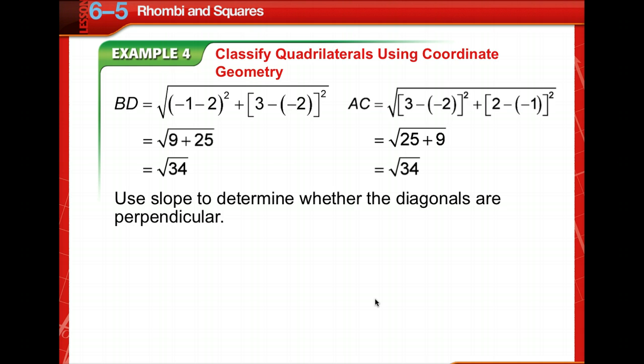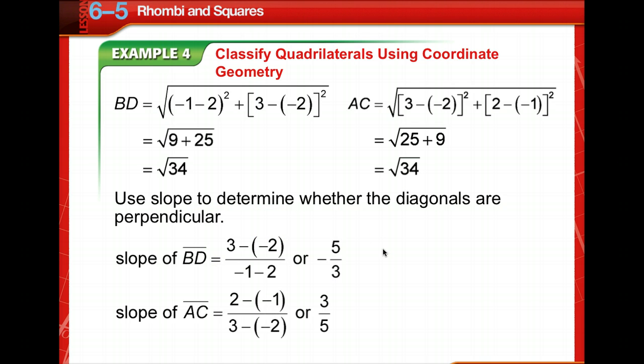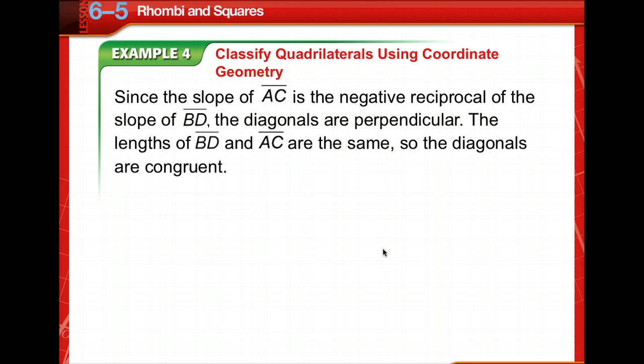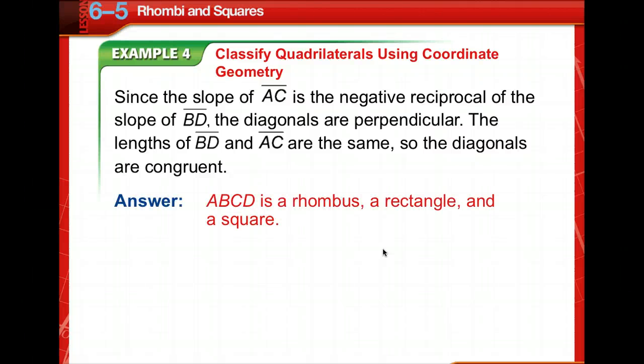Notice that the diagonals have the exact same measurement. They're congruent. Now to determine whether they're perpendicular, we need to see if the slopes are opposite reciprocals. And yes, they are. So since the slope of AC is the negative reciprocal of the slope of BD, the diagonals are perpendicular, and the lengths of BD and AC are the same, so the diagonals are congruent. So it is a rhombus, a rectangle, and a square.